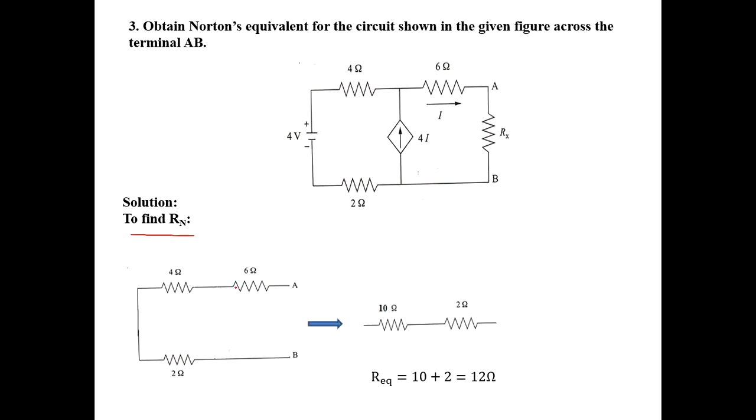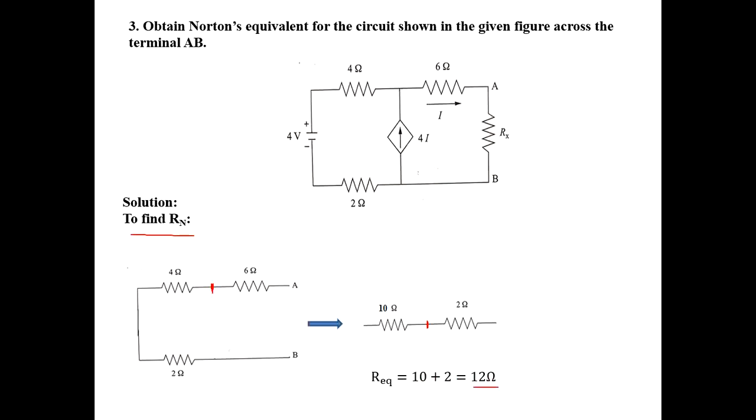Here these two are connected in series because they have only one common point. Just add these two resistors: 6 plus 4 equals 10. Again we have the 2 ohm resistor. Again these two resistors are connected in series because they have one common point. Series means R equivalent, which is equal to R Norton, equals 10 plus 2, the value is 12 ohm.